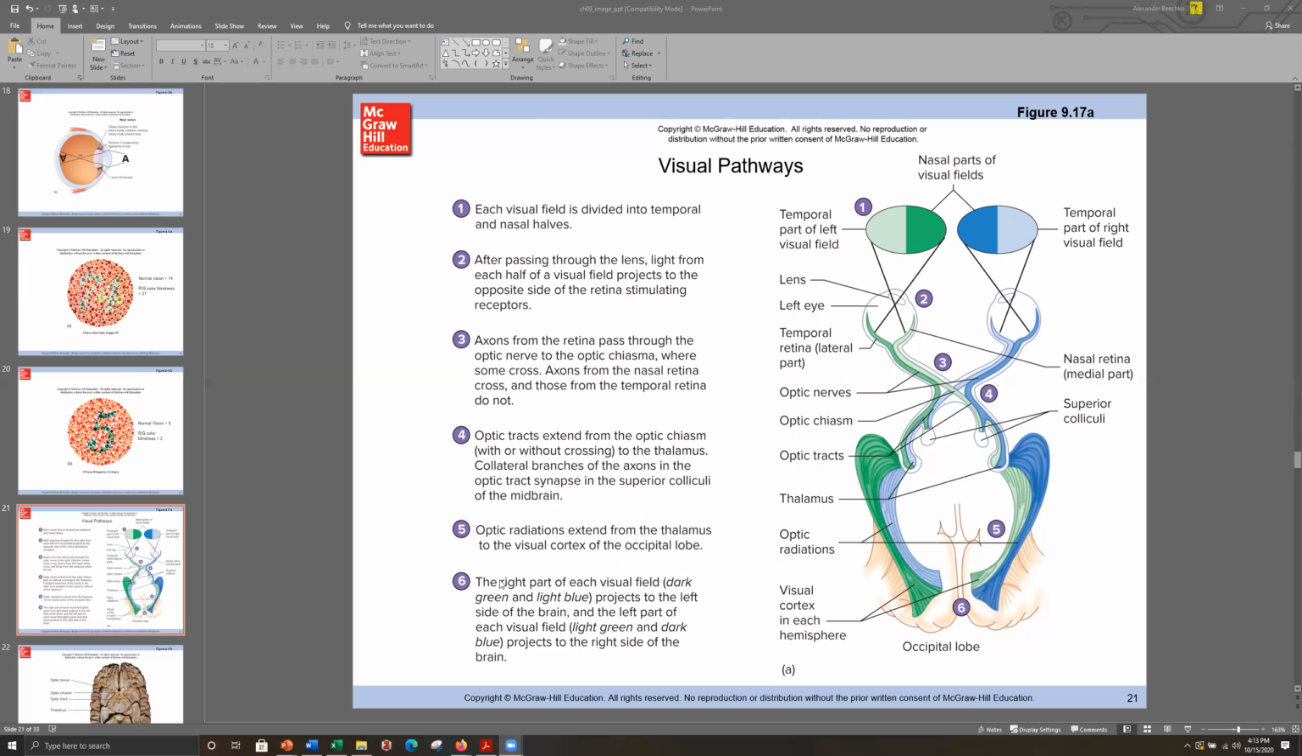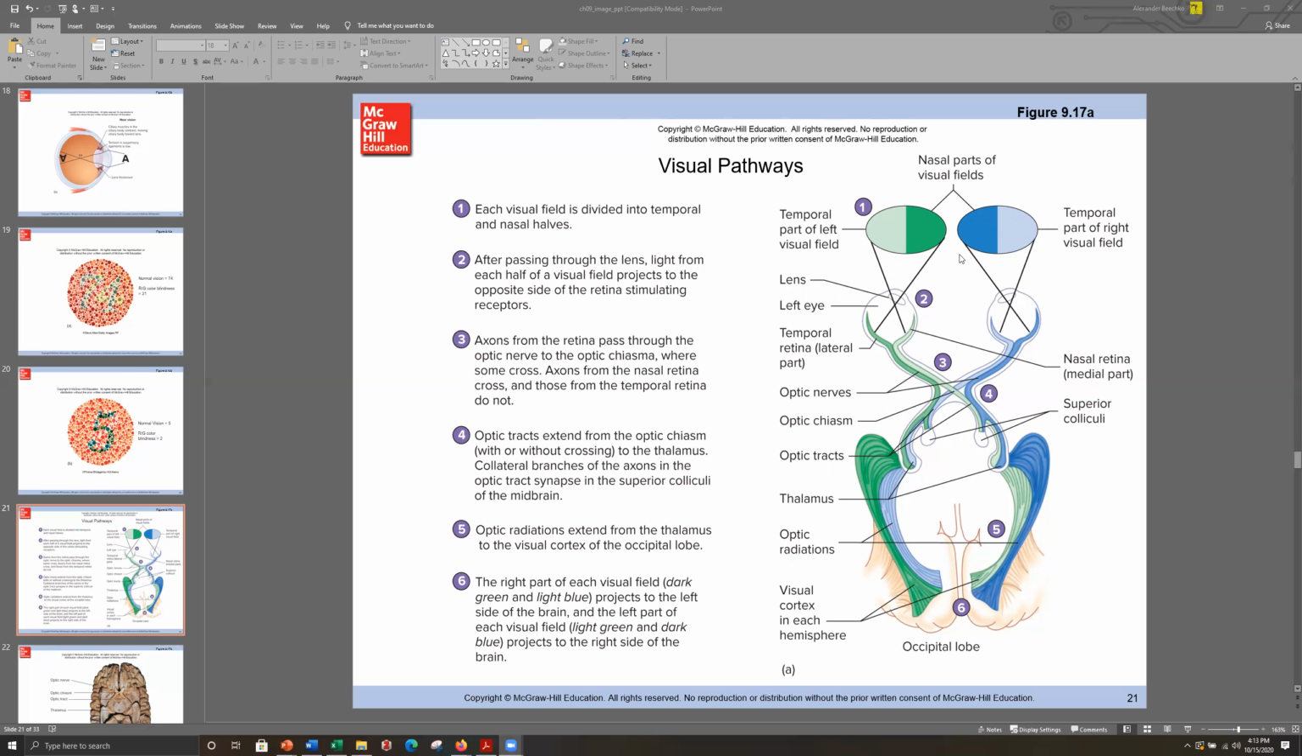And then finally, the right part of each visual field, dark green and light blue, projects to the left side of the brain. And the left part of each visual field, light green and dark blue, projects to the right side of the brain. So it's kind of interesting that both halves of our occipital lobe are going to be interpreting two halves of the information from our visual field.